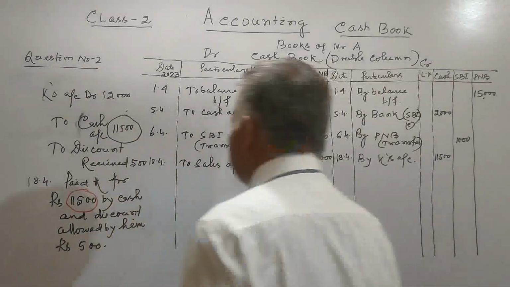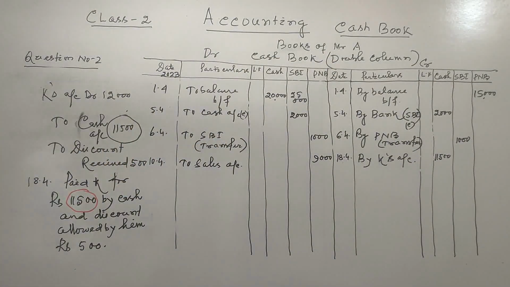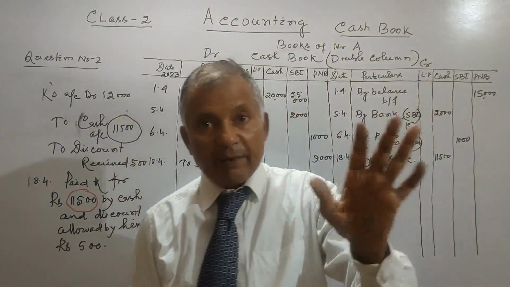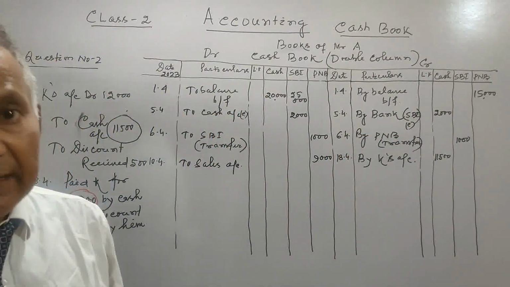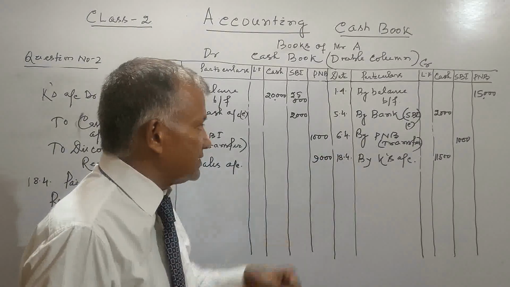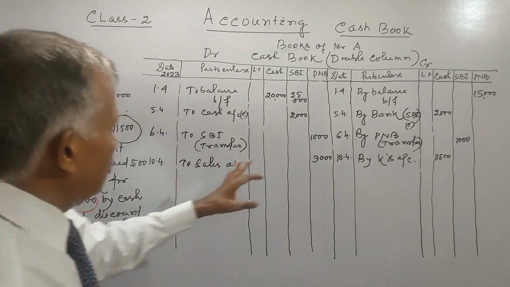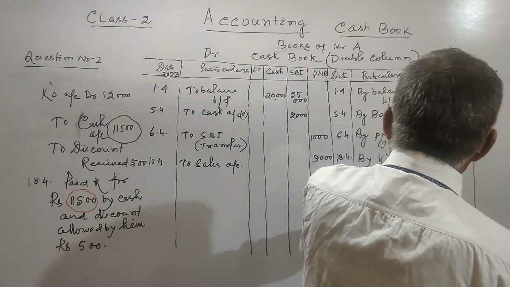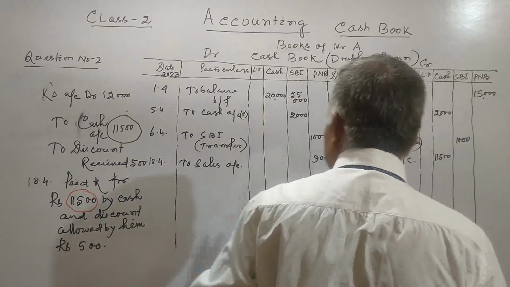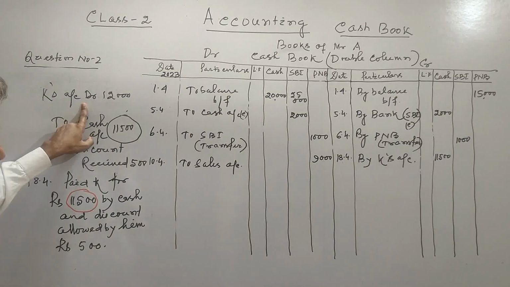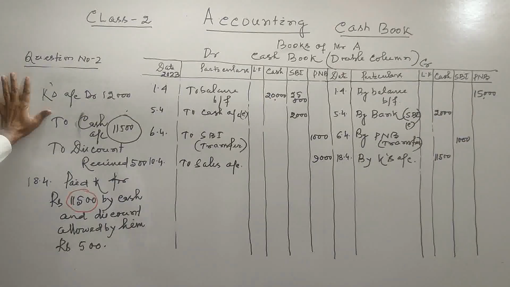So this is 11,500. Discount will not be written there because it is a double column cash book. Had it been a triple column cash book, then discount will come. But it is a double column cash book. Triple column is not in your syllabus. So you go to the cash account credit side, write 11,500 and write the other account, that is K account. So this is, you paid K.